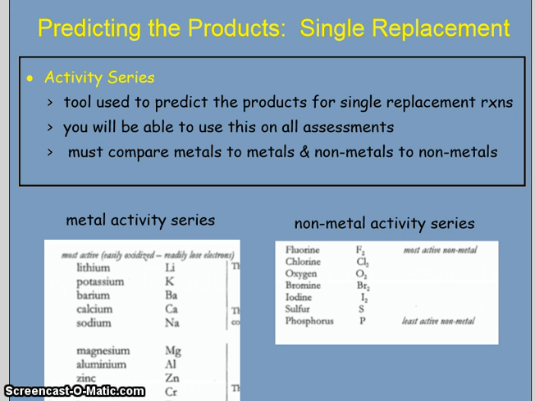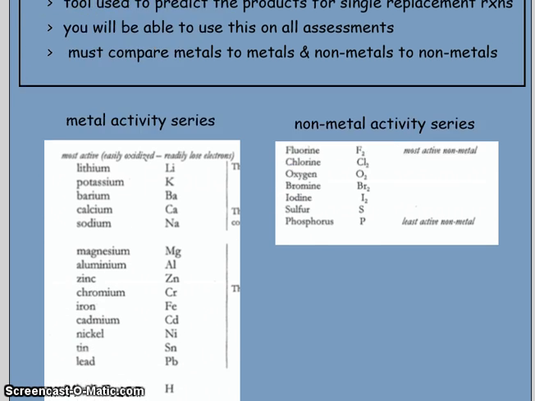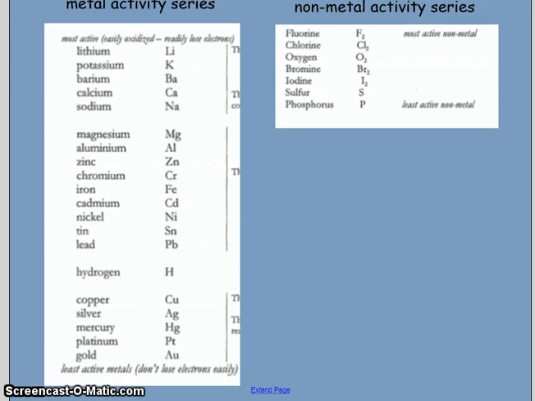We will only ever be comparing like elements. You always reference a metal against a metal or a nonmetal against a nonmetal. You will receive this sheet as a resource to use on tests and quizzes. So if we look here, we see that the metal list is quite a bit longer than the nonmetal list because there are more metals on the periodic table. Now, our steps to follow.